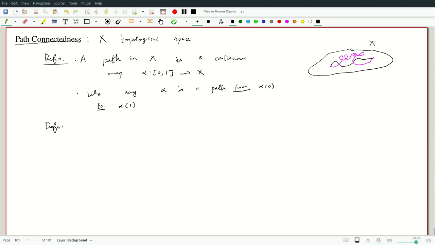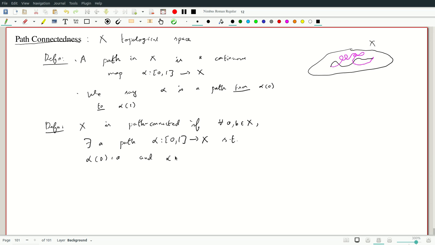And the space X is path connected. It's not implies, it's a definition. X is path connected if for all points, let's say A, B in X, there exists a path alpha mapping [0, 1] to X from A to B, which I might as well write out explicitly, such that alpha of 0 is A and alpha of 1 is B. So if there's a path from A to B, we say the space is path connected.